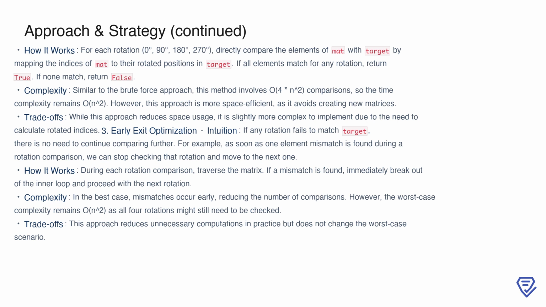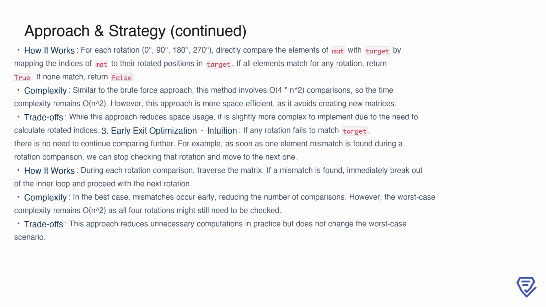Additionally, we explored an early exit optimization. The idea here is to stop checking a rotation as soon as a mismatch is found. During each rotation comparison, if a mismatch is detected while traversing the matrix, we immediately stop and move to the next rotation. This reduces unnecessary computations in practice, although the worst-case time complexity remains O(n squared), since we might still need to check all 4 rotations if mismatches occur late in the traversal.